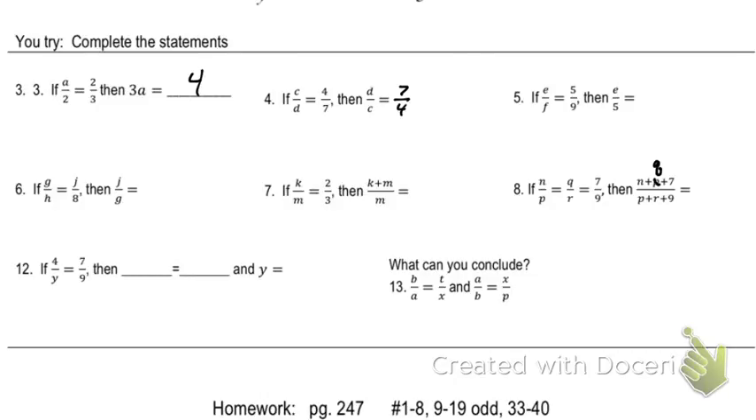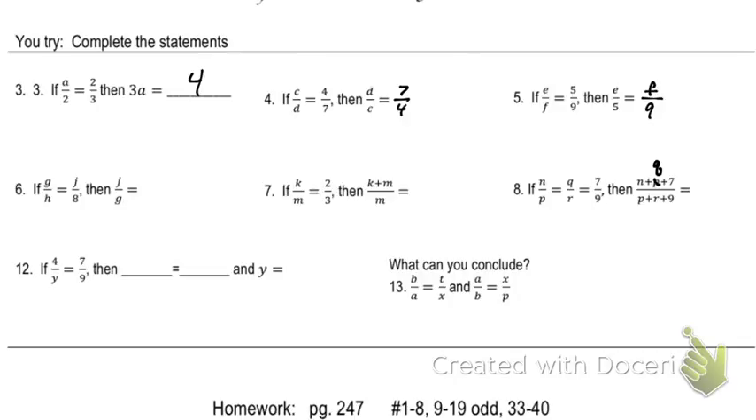Number 5 says E over F equals 5 over 9. So E over 5 is going to equal F over 9. So you're saying your means switch places? Yep, because our means are these guys. We're swapping our means where F and our 5 actually switch places.